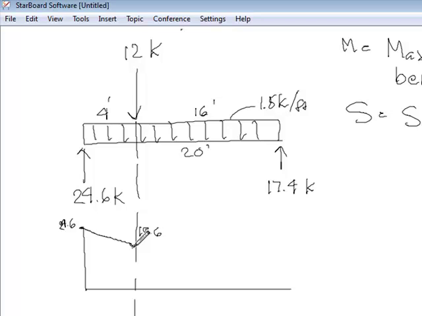Then we got a concentrated load of what, 12 kips? So what will we do? Go down 12, that's right. So 18.6 minus 12, we still won't be at 0. It's not lining up right, but that's okay. That would be 6.6.